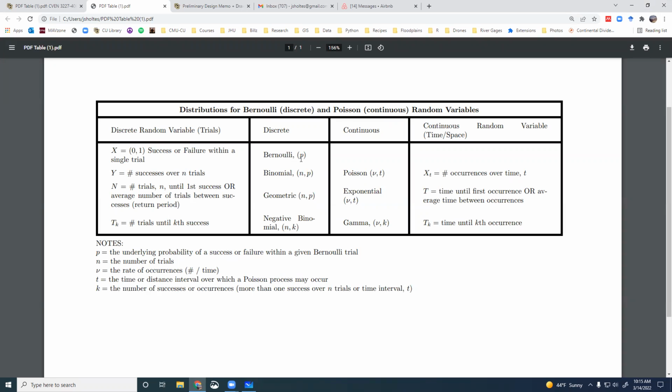They're all kind of related, but this series, Bernoulli, binomial, geometric, are based on discrete variables or trials. And in a Poisson, exponential, we won't talk about the gamma distribution, but these are based on continuous random variables, time or space.